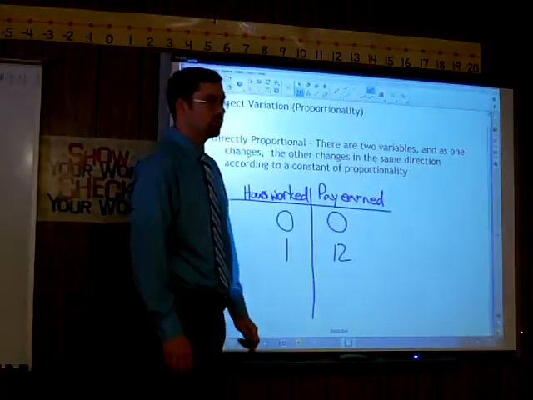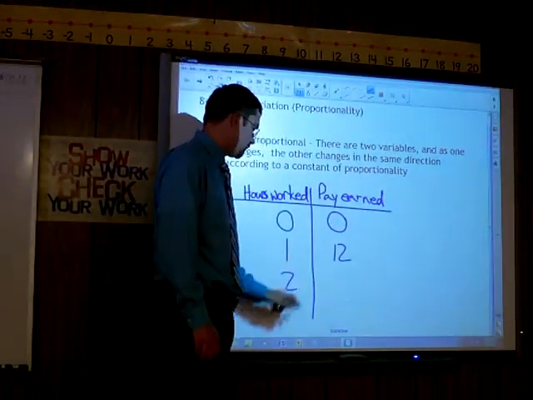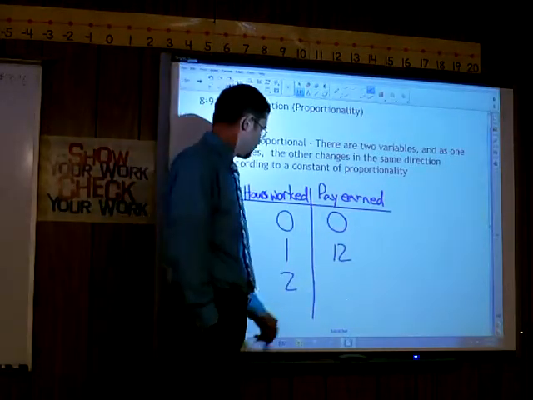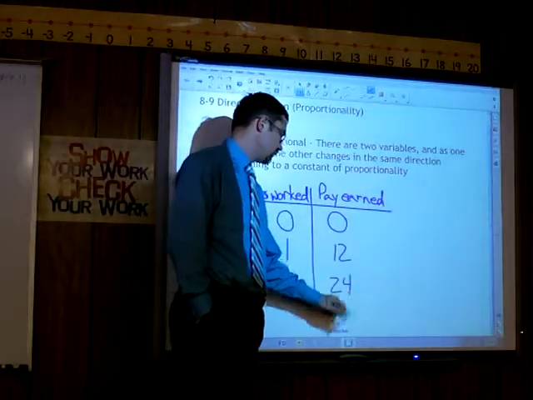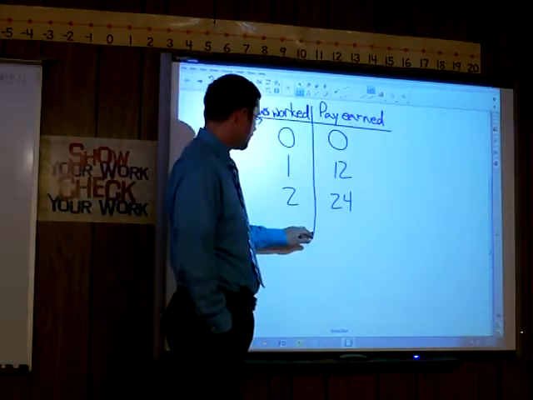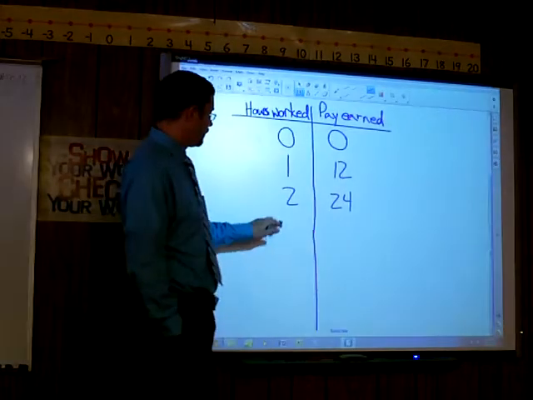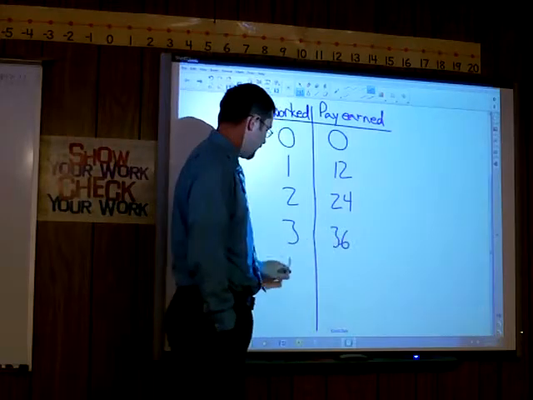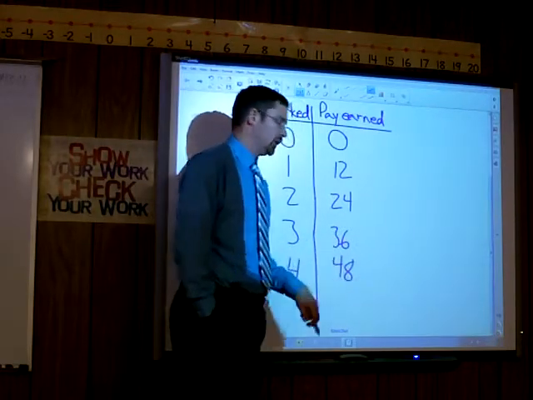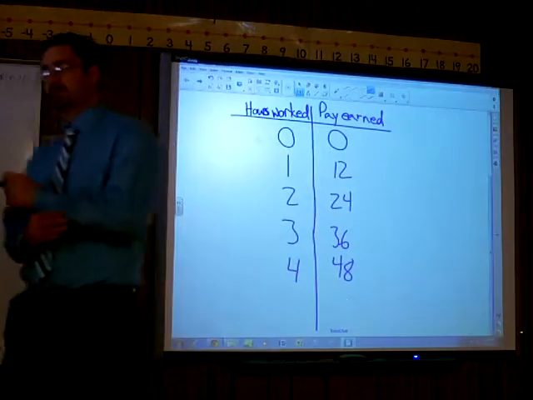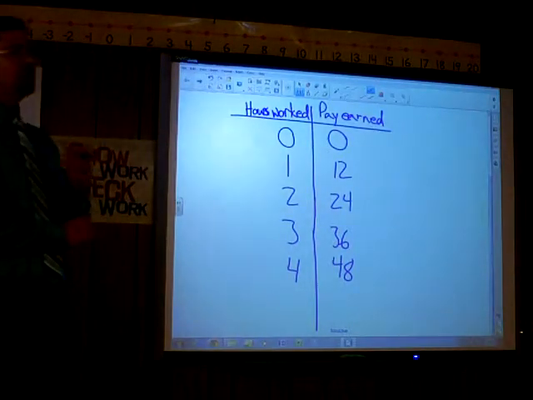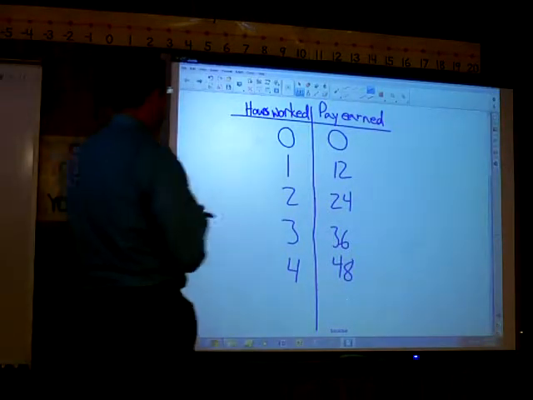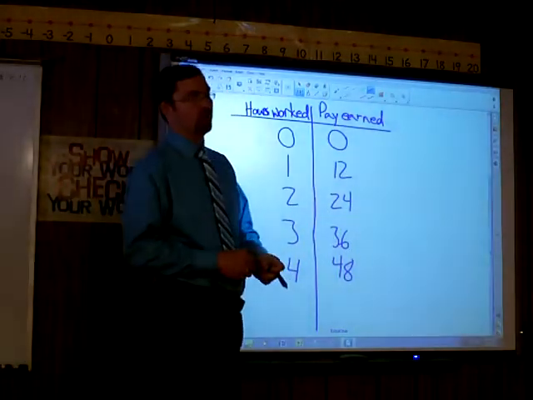Then I work 2 hours. How much would I make? Okay, I'd make $24, right? And I could keep going. 3 hours, I would make $36. 4 hours, 48, and so on, okay? Now, you'll notice they're not changing the same amount, okay? It's not like every 1 hour my pay is going up 1.